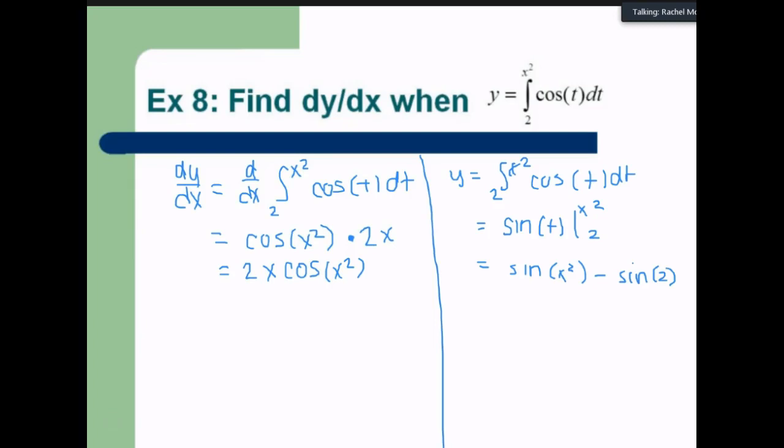And then if I said, okay, now take the derivative of that, because this is like y equals, the derivative of that is a chain rule, right? So the derivative of sine is cosine x squared, and the rule for the chain rule says times the derivative of the inside. Sine of 2 is a constant, so it zeroes out. So we can see long way, new way, same answer.